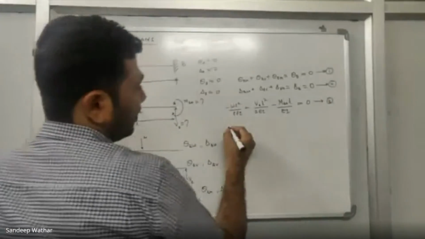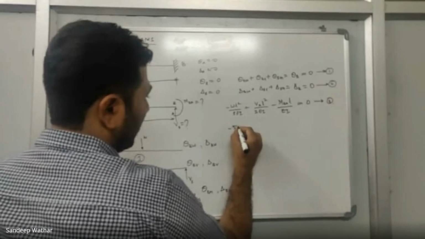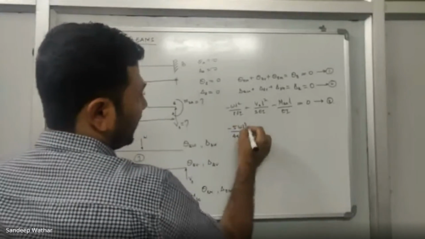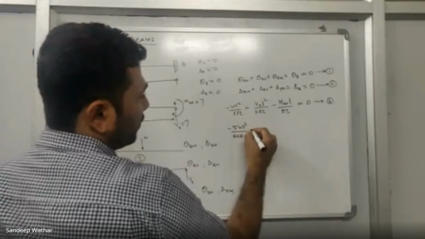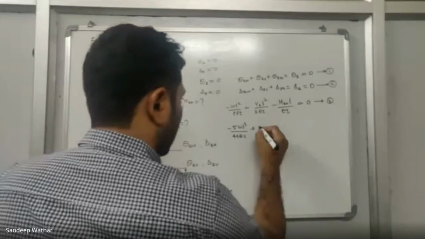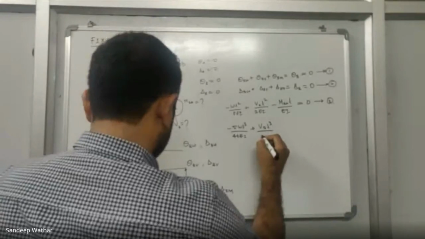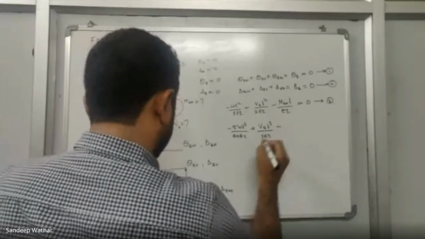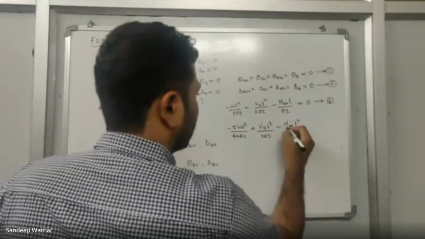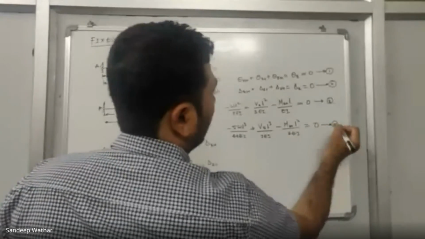Similarly, I'll write the equation for the deflection condition also. This is minus 5 WL cube divided by 48 EI. This is the deflection at B with respect to the external force. Next is VB into L cube divided by 3EI minus MBA into L square divided by 2EI, which is equal to 0. This is my fourth equation.